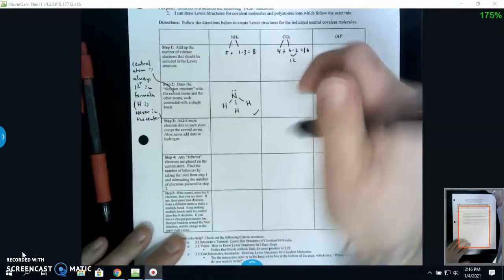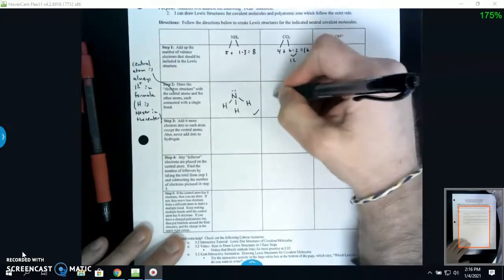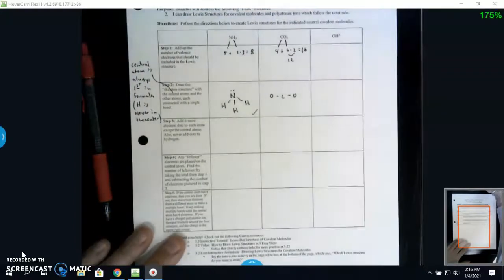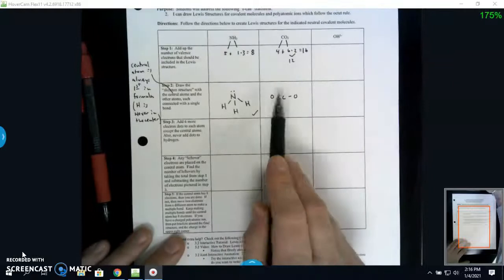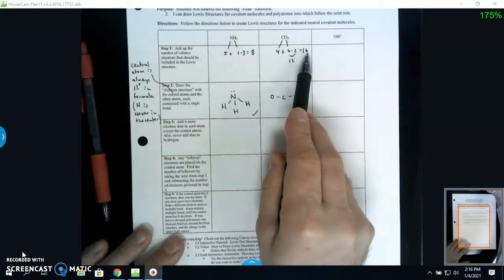Carbon comes first, so it's in the center. Connect it with single bonds and space out these peripheral atoms as much as possible, these atoms off to the side. You can see that I've used 2, 4 out of 16 electrons right here.